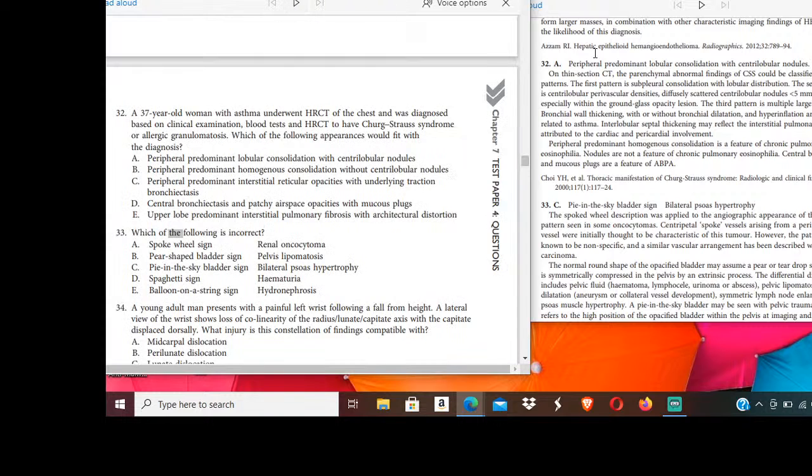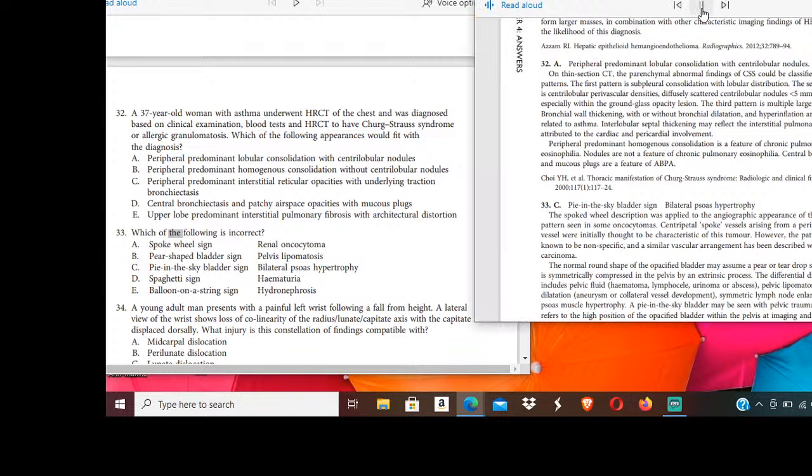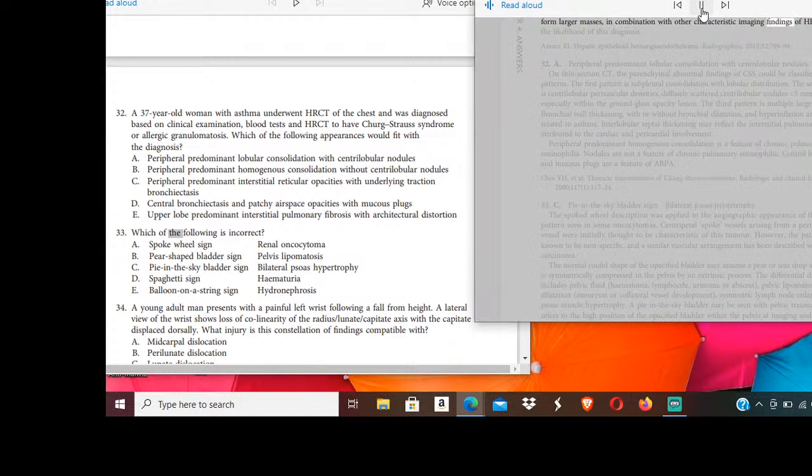33. Which of the following is incorrect? Answers. 32. A. Peripheral predominant lobular consolidation with centrilobular nodules. On thin section CT, the parenchymal abnormal findings of CSS could be classified into 3 patterns. The first pattern is subpleural consolidation with lobular distribution. The second pattern is centrilobular paravascular densities, diffusely scattered centrilobular nodules, 5 mm in diameter.